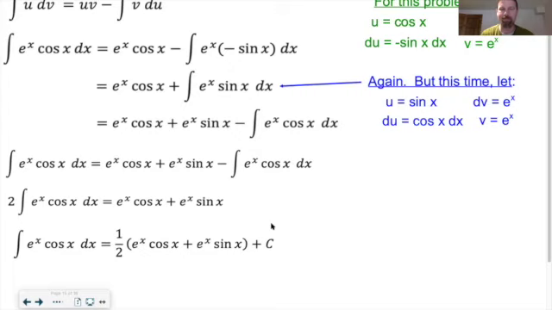So there it is. That's the answer. The integral of e to the x cosine of x dx is 1/2 e to the x cosine of x plus e to the x sine of x plus some constant. If ever you're not sure, you could always take the derivative, but I promise you, if you take the derivative of this, you're going to end up with that. That's all it is, short and sweet.